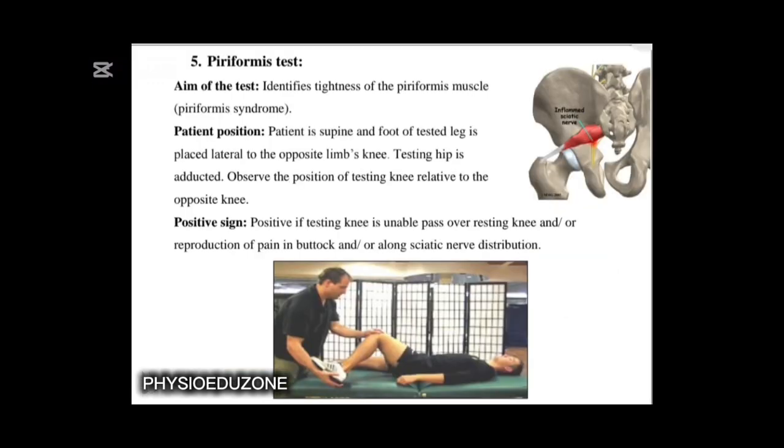5. Piriformis test. Aim of the test: identifies tightness of the piriformis muscle, piriformis syndrome. Patient position: patient is supine and the foot of the tested leg is placed lateral to the opposite limb's knee. Testing hip is adducted. Observe the position of the testing knee in relation to the opposite knee. Positive sign: positive if the testing knee is unable to pass over the resting knee and reproduction of pain in the buttock and alongside.